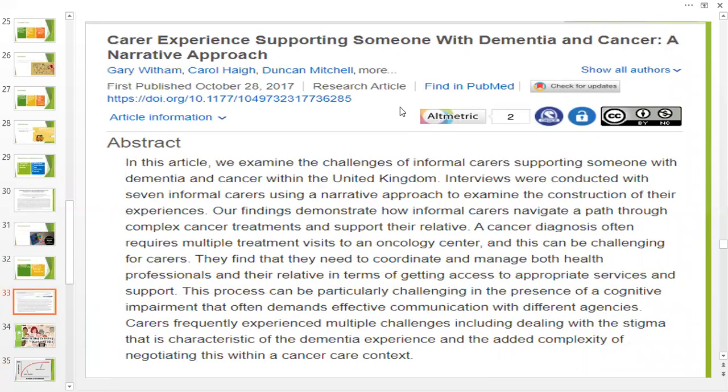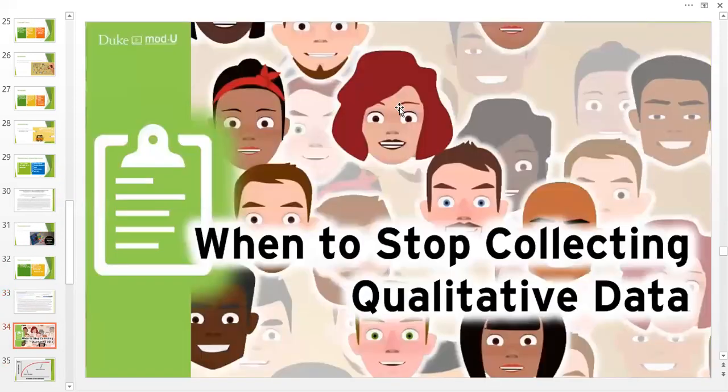This is another example. The experience of someone supporting a person with dementia and cancer, a narrative approach. It's a person who had someone with dementia and cancer at home, and it's a narrative approach of his life.